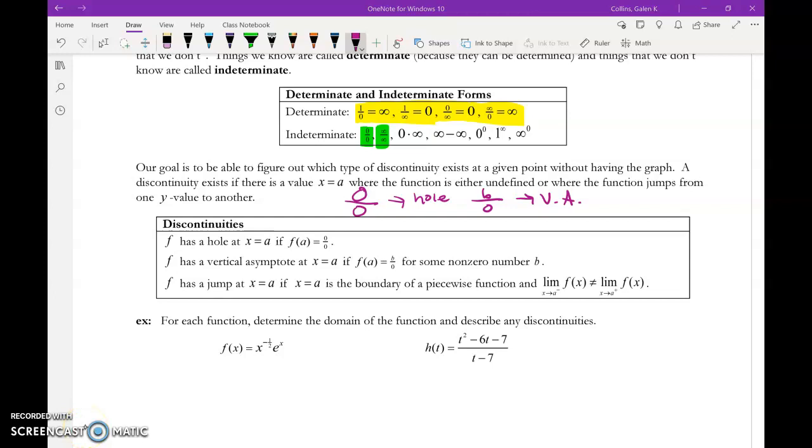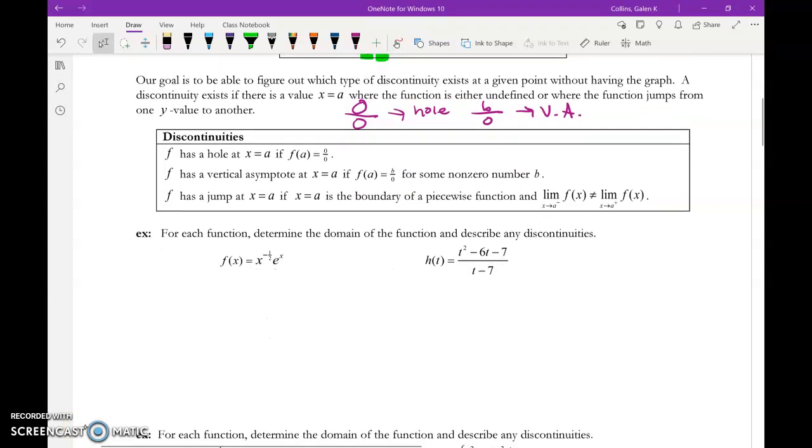Of these first 2 examples on this page, let's just look at this function h. We're asked to describe the domain of the function and any discontinuities. So if we were to factor the numerator of h, that would yield t minus 7 times t plus 1 over t minus 7. I picked this one because factored form is sometimes necessary to understand what's going on.